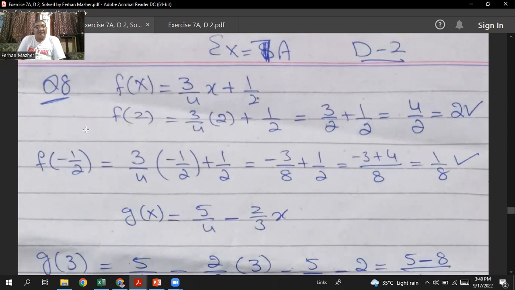In the same way, they ask us f of minus 1 by 2. So 3 by 4 into minus 1 by 2 and plus 1 by 2. So you will have minus 3 by 8 plus 1 by 2 equals minus 3 plus 4 by 8. So that will be 1 by 8.